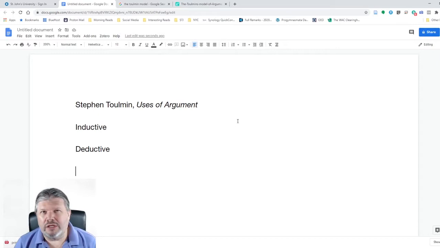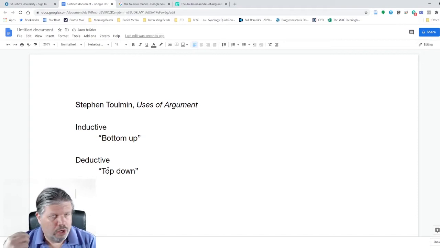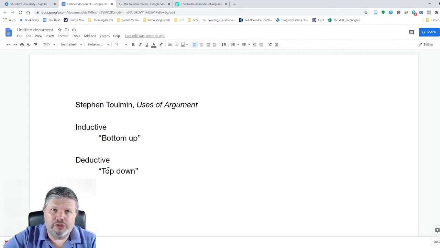Inductive reasoning can best be understood with the simple phrase, bottom up. Deductive reasoning can best be understood with the simple phrase, top down. So in deductive reasoning, you start with something that you know is true, or it's as true as you can get. It's factually supported. And then you draw conclusions about what you're experiencing based on that assumption, fact, or principle.